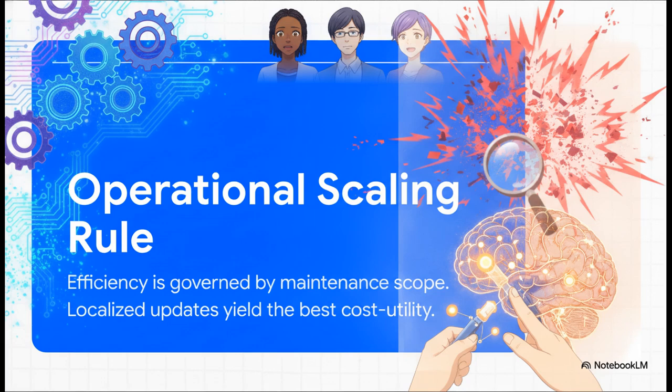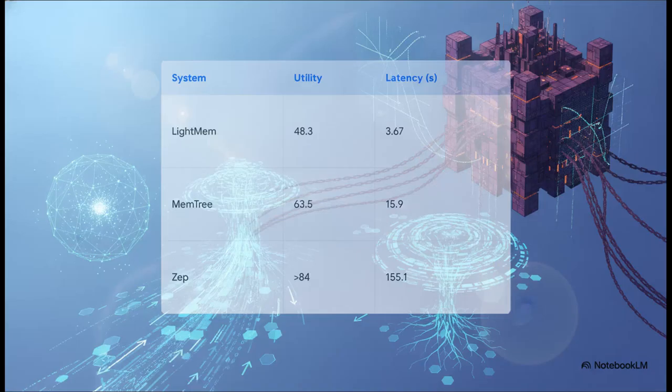Finally, we address the critical system-level concern for any engineering team, the utility-latency trade-off. The data definitively shows that richer memory organization only provides a net benefit when its upkeep avoids broad global state recomputations. If updating a single fact forces your system to rewrite the entire memory graph, your latency is going to scale catastrophically.